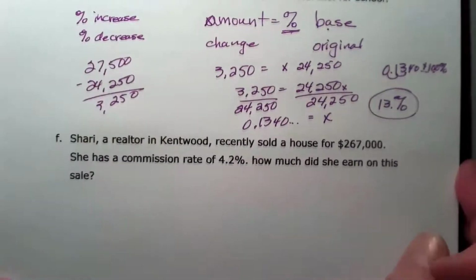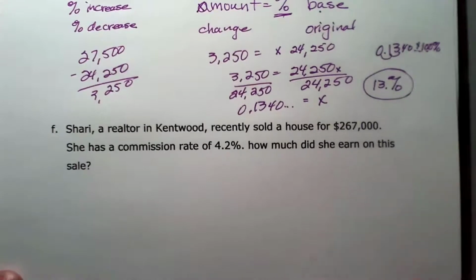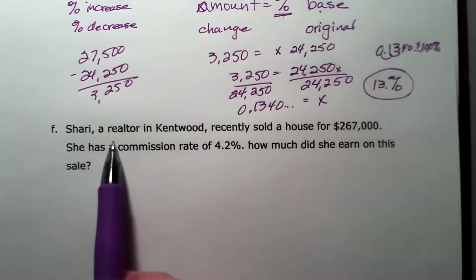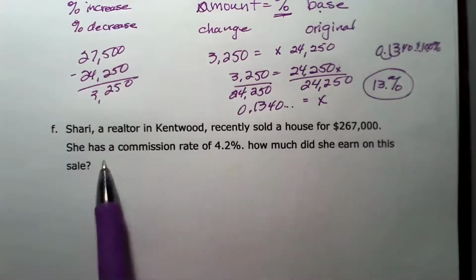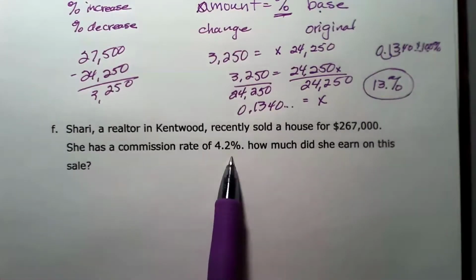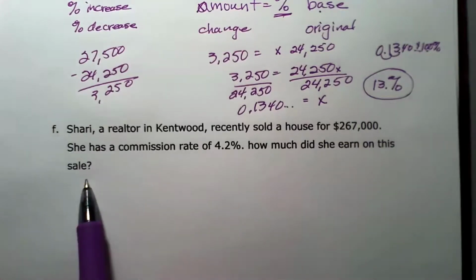The last one on this video is letter F here. Sherry, a realtor in Kentwood, recently sold a house for $267,000. She has a commission rate of 4.2%. How much did she earn on this sale?